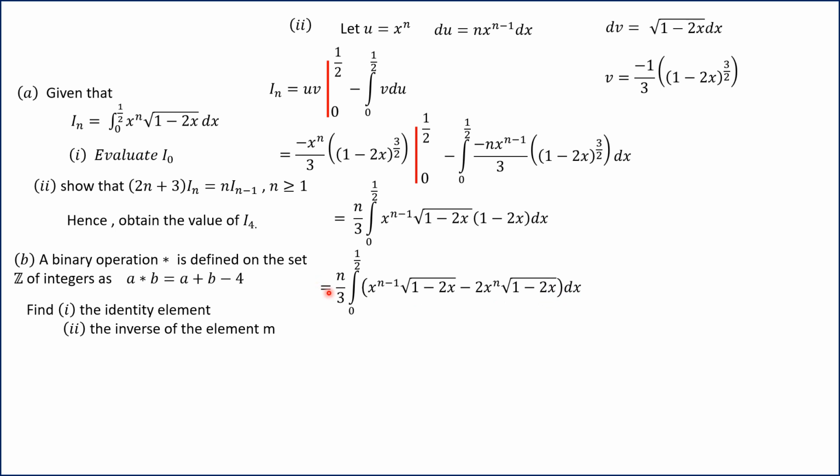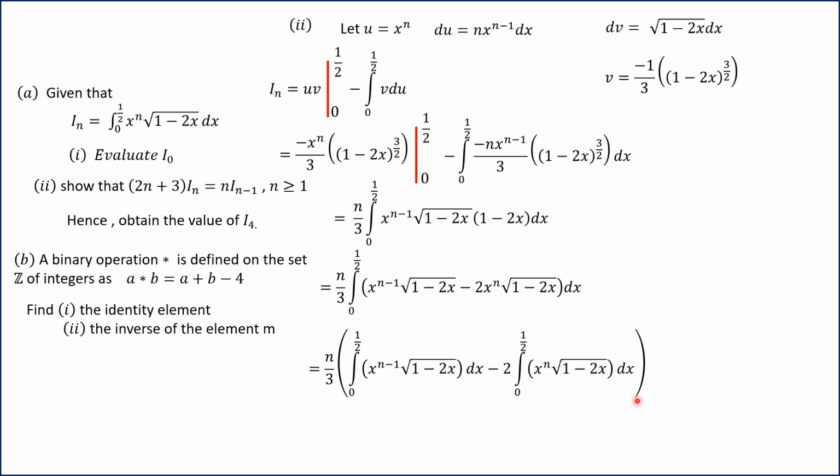Next thing, now we are going to separate this integral. So we distribute the integral sign inside those functions. We are going to get n/3 times the integral from 0 to 1/2 of this first part, minus 2 times the integral from 0 to 1/2 of x^n times the square root of (1 - 2x) dx.